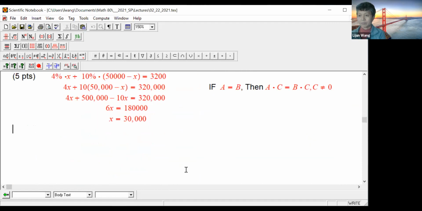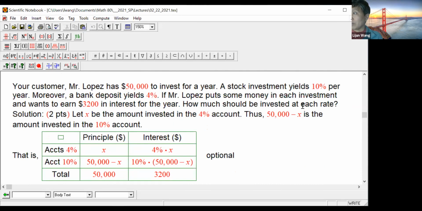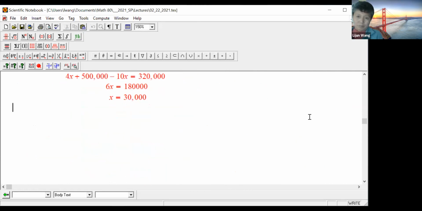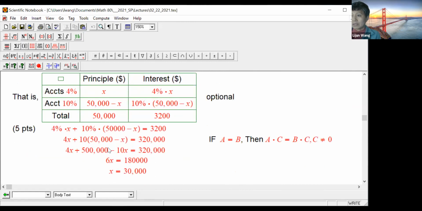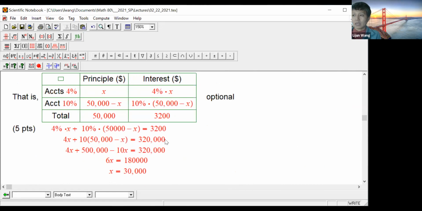And then this is the amount, the principal amount invested at 4%. We have to know how much is invested in the other account, because we want to know at each rate how much is invested. Therefore, by this time, you need to answer the question. You don't need to show these. You don't need to put this there either, okay?